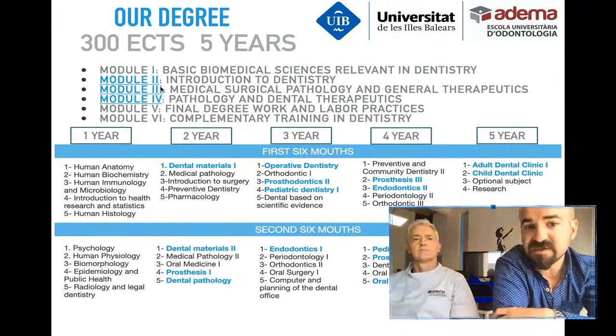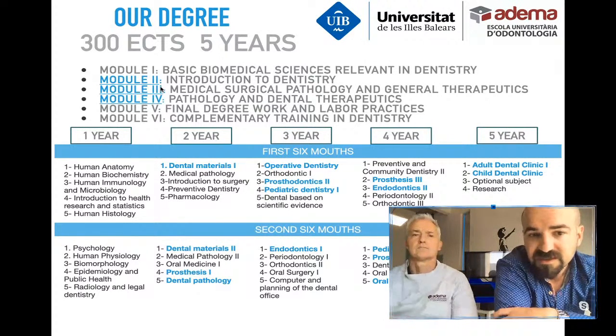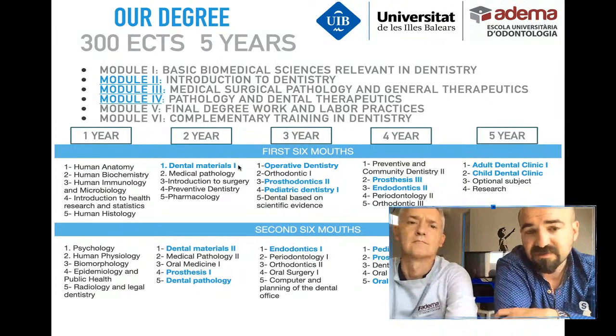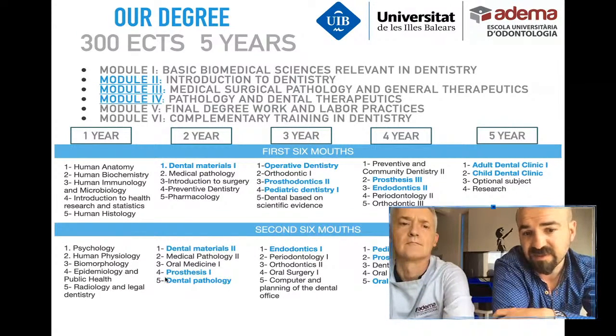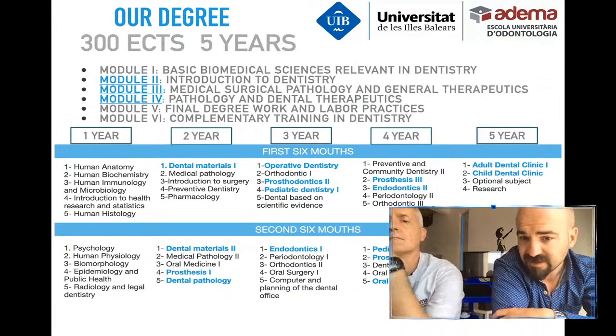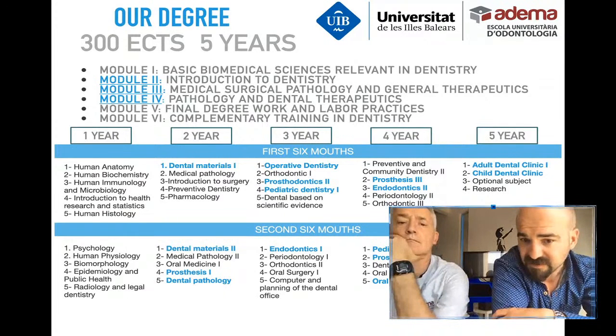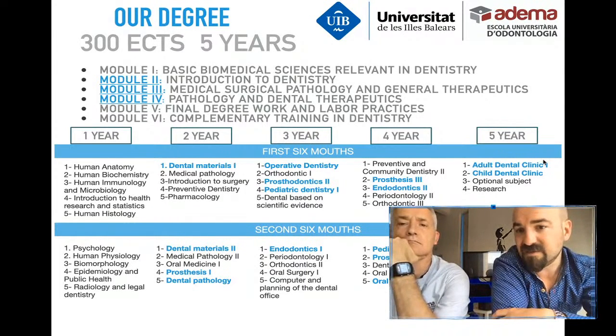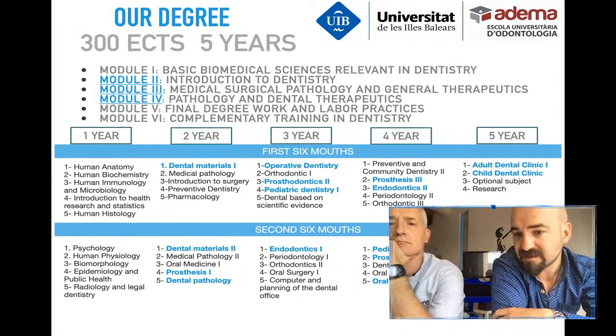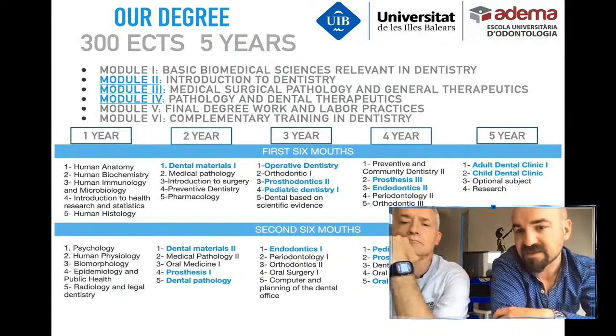In the second year, we have the blue subjects you can see. In the first six months, we have dental pathology, prosthodontics 2, and pediatric dentistry 1, and in the second six months, we have endodontics 1. And in the second six months, we have pediatric dentistry 2, prosthesis 4, and oral surgery. And in the last year, the 5th year, we have adult dental clinic 1, child dental clinic, and in the second six months, we have adult dental clinic 2 and special patients clinic.